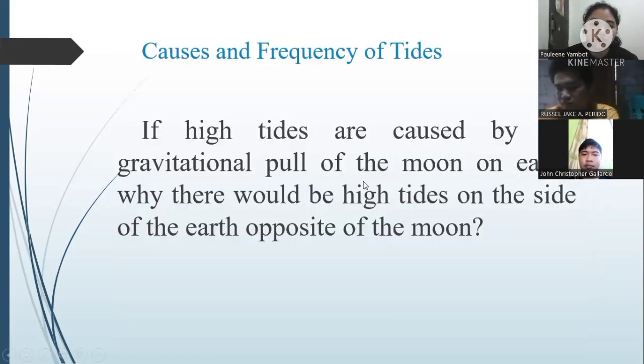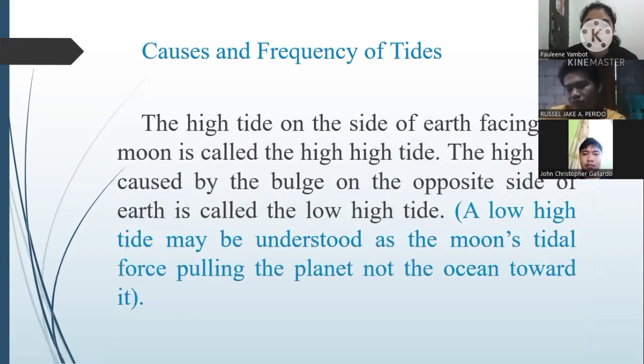Next naman yung cause on frequency of tides. If high tides are caused by the gravitational pull of the moon on Earth, so why are there high tides on the side of the Earth opposite of the moon? The high tide on the side of the Earth facing the moon is called the high tide. So yung side daw ng Earth, pag naka-face siya sa moon, yung nangyayari doon is high tide. The high tide caused by the bulge on the opposite side of the Earth is low high tide.